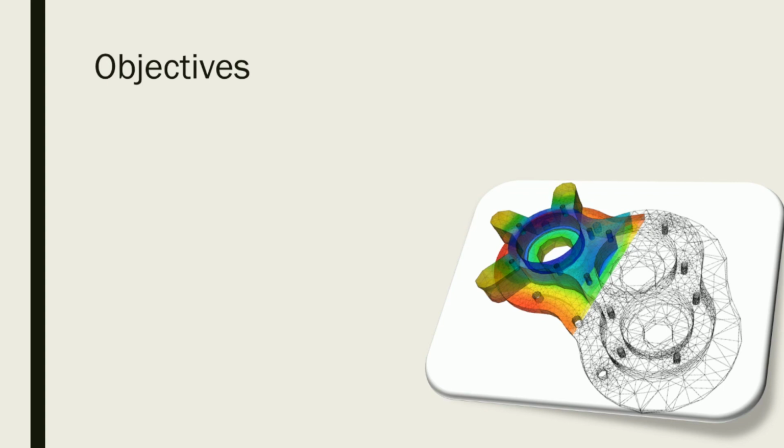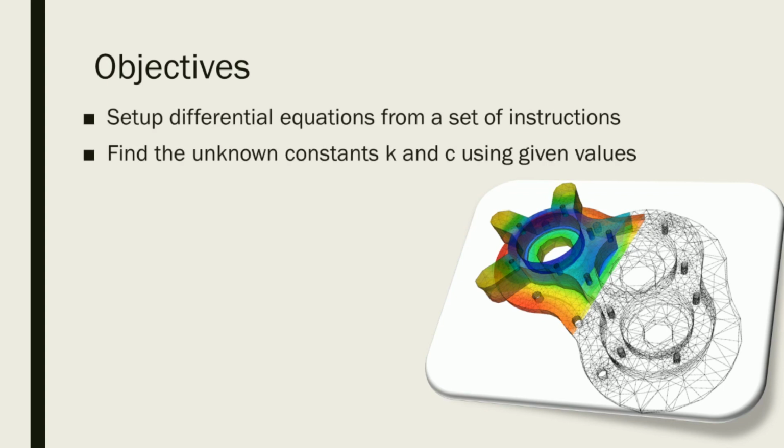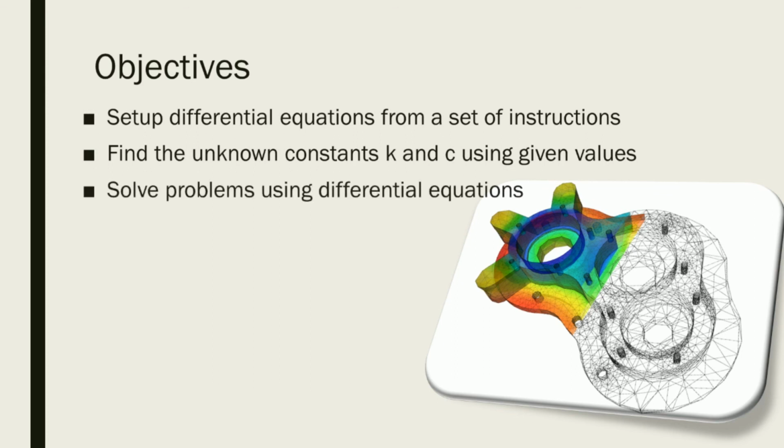Our objectives at the start of the lesson were to set up differential equations from a set of instructions, find the unknown constants k and c using given values, and solve problems using differential equations. We set up differential equations from a set of instructions, both when they give us part of the differential equation, and also when they just give us a general expression. We did that in the third example there specifically.